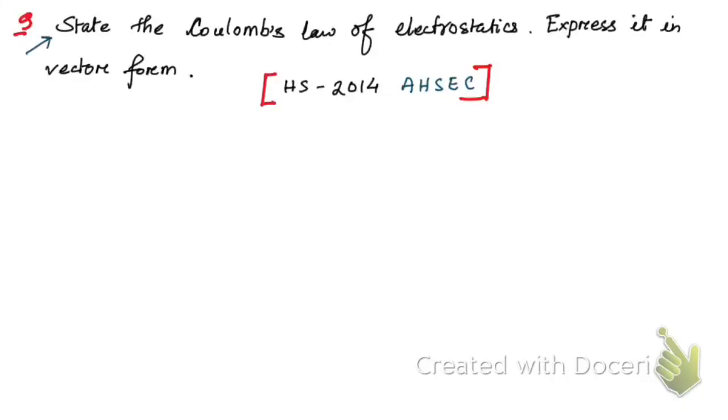This question was asked in 2014. State the Coulomb's law of electrostatics and express it in vector form. Okay, so let me answer this question.